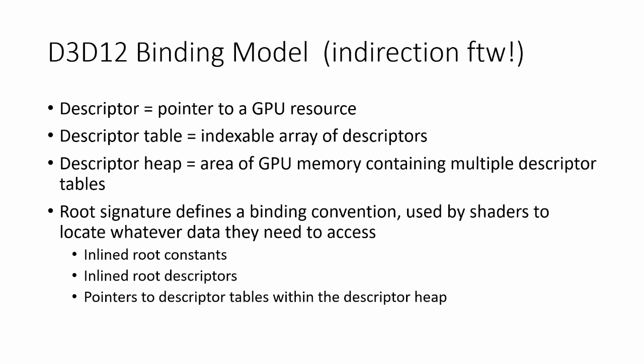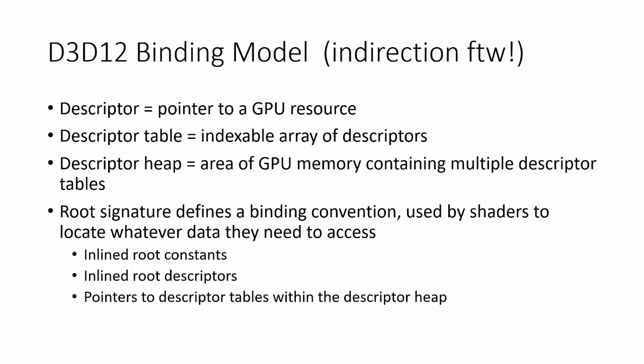So there are three types of thing you can put in a root descriptor. You can inline some constants directly into it. So basically, any 32-bit value can just go straight into the root descriptor, you know, an integer or a float. There's relatively limited space for these, so you don't want to put too many values straight into the root signature, but it's efficient to update them if they go there.